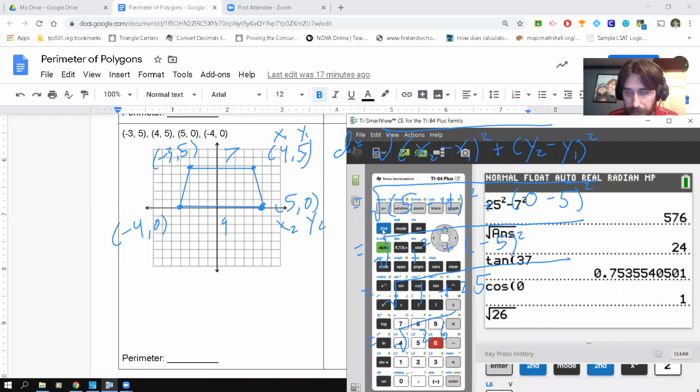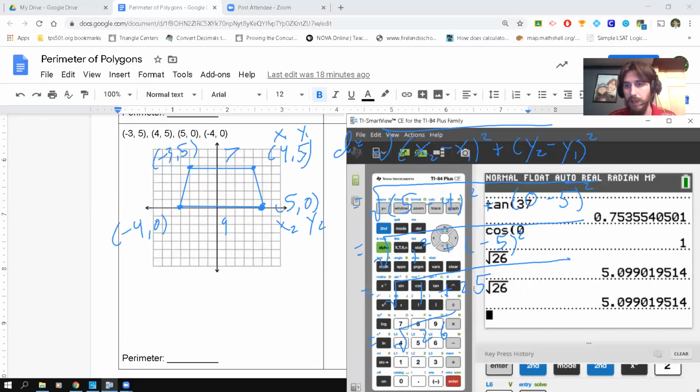So second, square root, 26. And to get that square root on the emulator that you all grabbed, it should be the blue button, second, the x squared. You can see it's kind of tiny here, but that blue square root symbol above the x squared, to access it, you just hit your blue button first, then you hit x squared. That'll give you the square root. Type in 26, and you'll get, let's round that to 5.1.